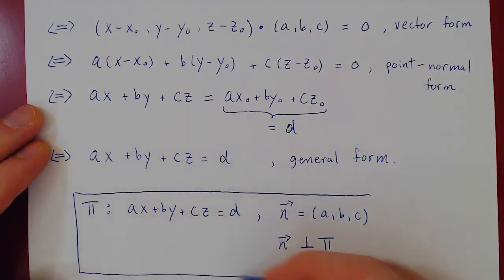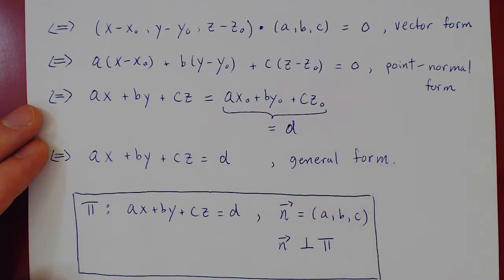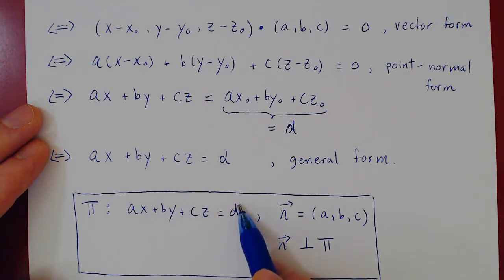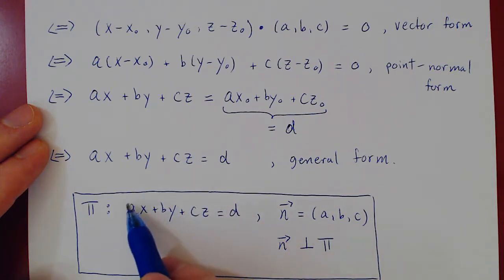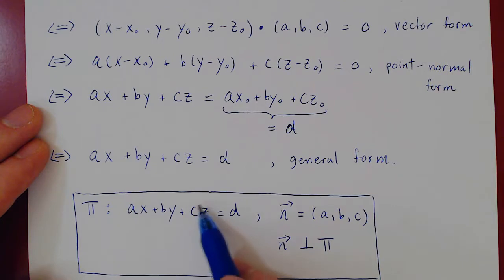So there you have it. And the converse is also true. Any equation of this type, ax plus by plus cz equals D, will represent a plane in R3 with normal vector given by the coordinates a, b, and c.